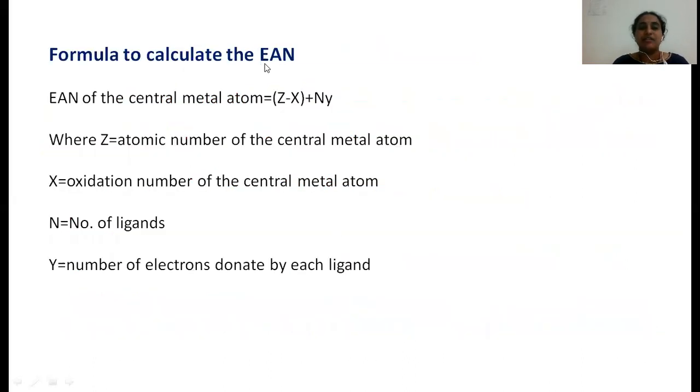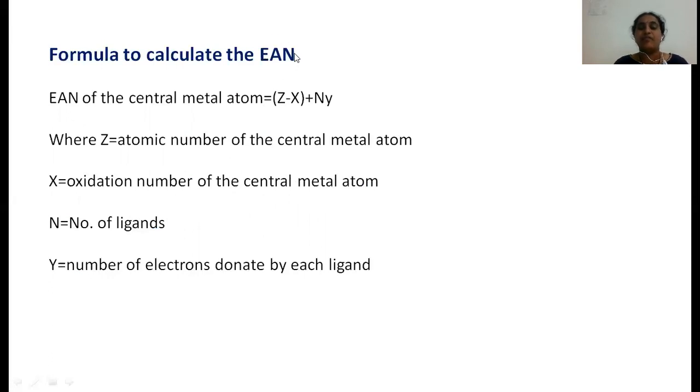Coming to the calculation of the EAN of the central metal atom, EAN is equal to Z minus X plus NY. Here Z is the atomic number of the central metal atom, X is the oxidation number of the central metal atom, N is the number of ligands, and Y is the number of electrons donated by each ligand. This is the formula used to calculate the EAN.